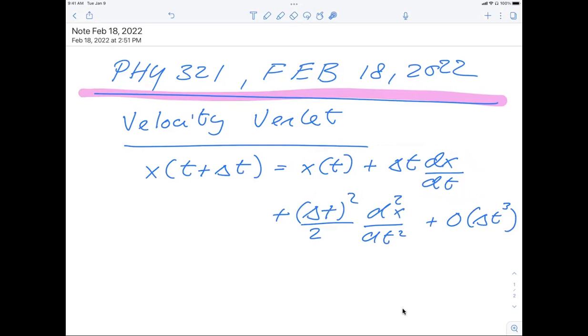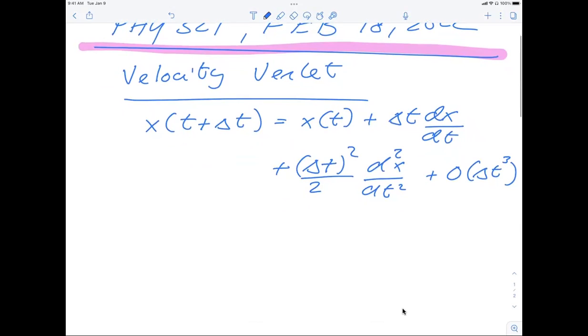Now, if you look at the equation here, we can rewrite this in terms of x of t. That's the previous time step. And then we have a delta t, but we know what dx dt is, right? Anyone remembers that? That's a famous quantity which we are calculating here. The velocity. So this is v of t.